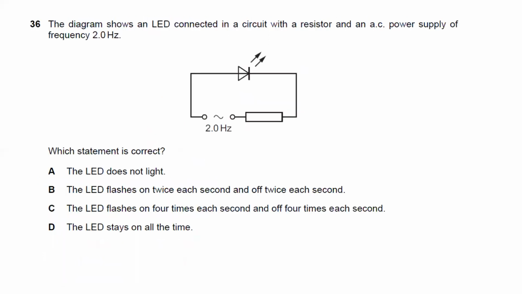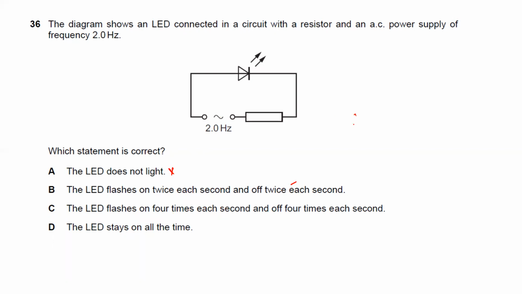Next question. It says the diagram shows an LED connected to a circuit with a resistor and an AC power supply of frequency 2 hertz. Which statement is correct? The LED doesn't light, so it is an AC supply of 2 hertz. False. The LED will light. The LED flashes twice each second and is off twice each second. Okay, the LED flashes 4 times in each second.